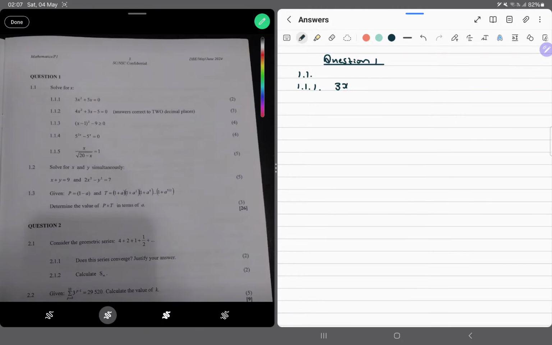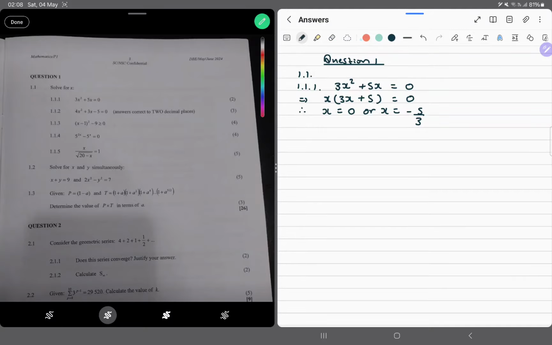So we've got 3x squared plus 5x is equal to 0. Then we solve here by taking out the highest common factor, which is x. So we remain with 3x plus 5 is equal to 0. Then we can conclude that our x is 0 or our x is minus 5 over 3.